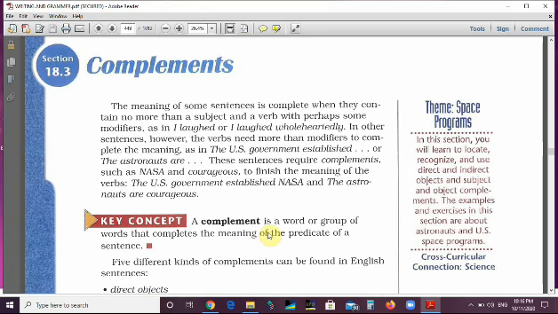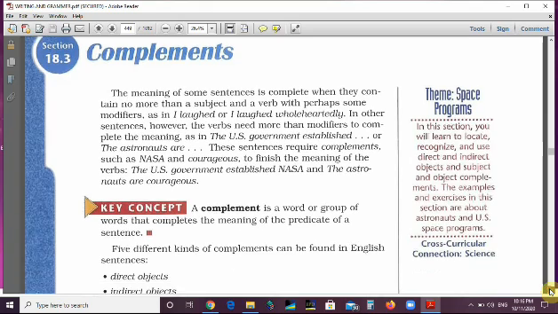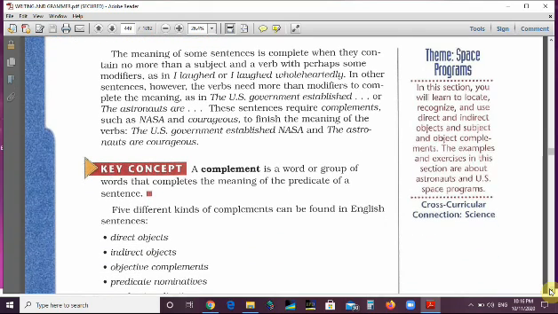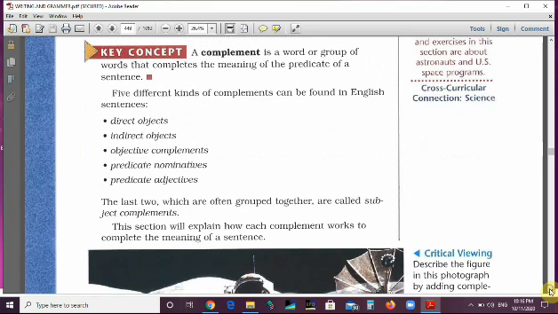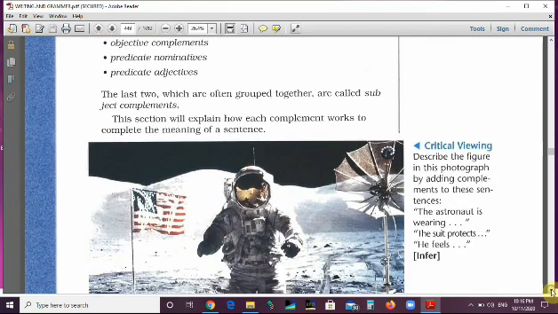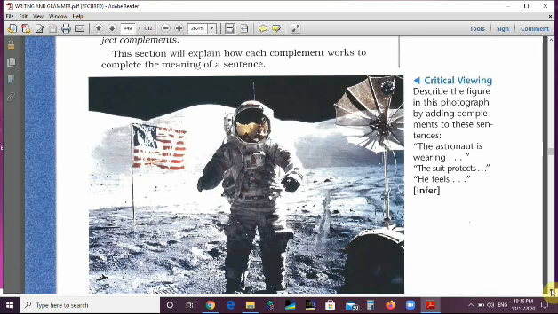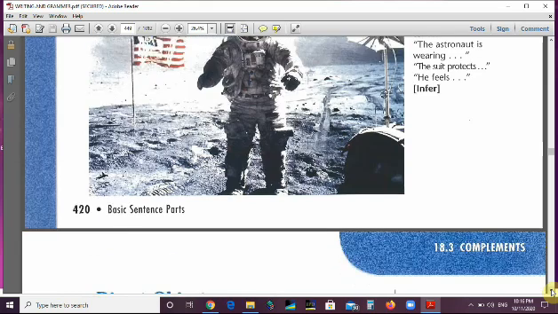What's a complement? A complement is a word or group of words that complete the meaning of the predicate of a sentence. And as we agreed before, the predicate here means the verb. We have 5 different kinds of complements in English: direct objects, indirect objects, objective complements, predicate nominatives, predicate adjectives. The last 2 are related to the subject. The first 3 are related to the object. This section will explain how each complement works to complete the meaning of a sentence.